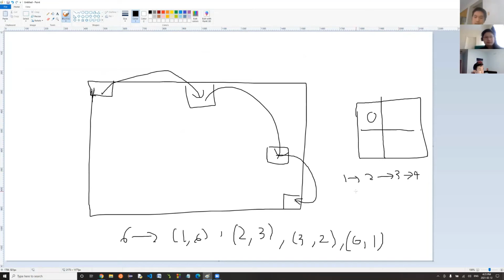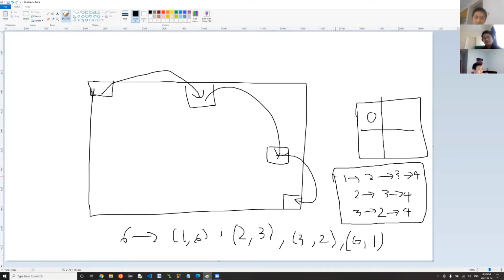And from 2, maybe I can jump to 3 and 4. From 3, I need to check this, right? So from 3, can I jump to 4? And then from 4, can I jump to nothing? But then from 3, I can also jump to 2 and 4. And then you also notice that this defines some sort of recursive property.